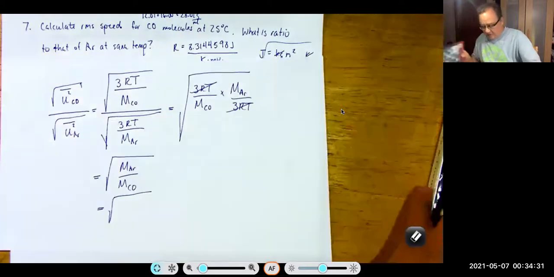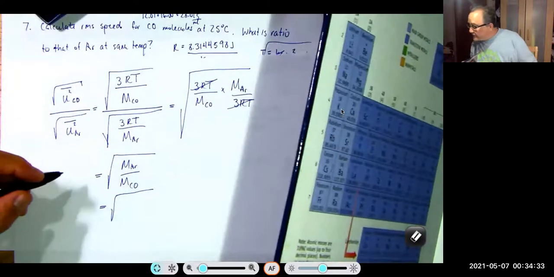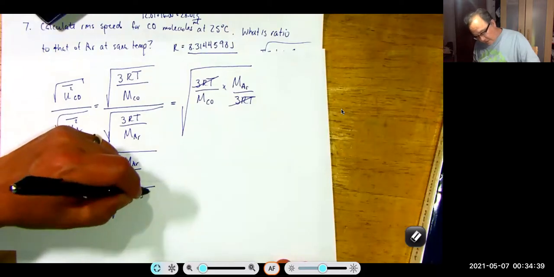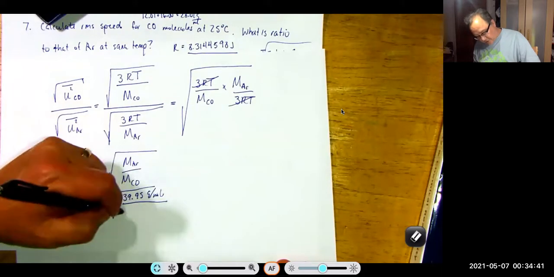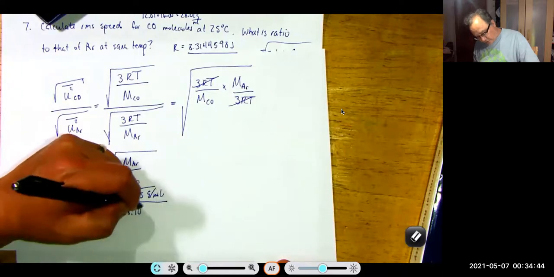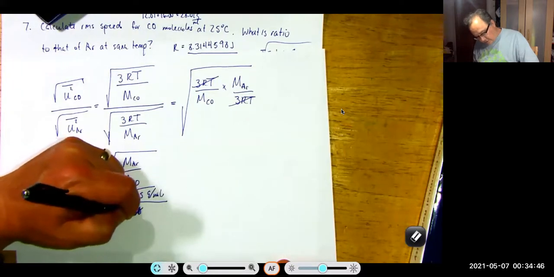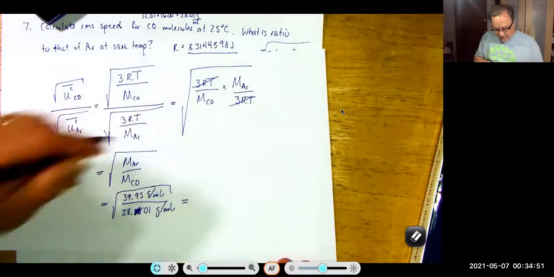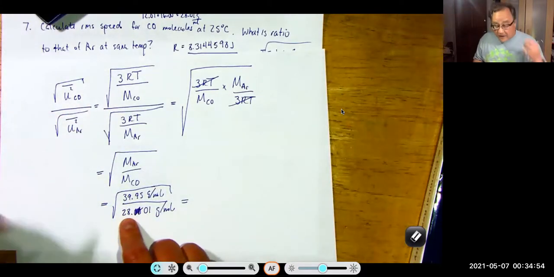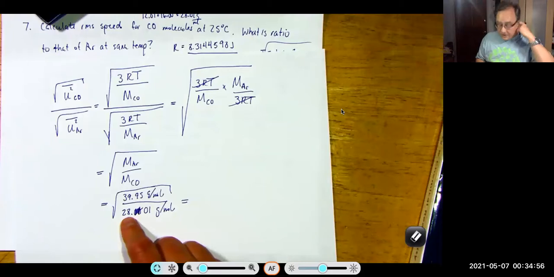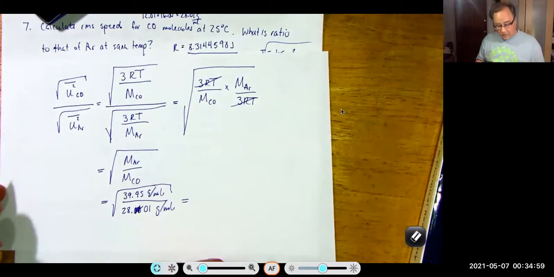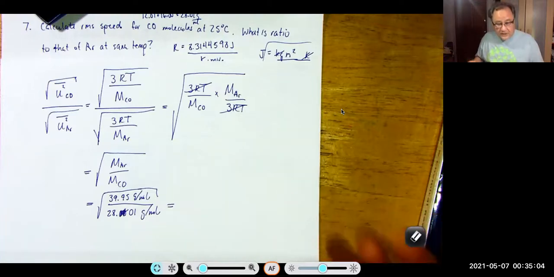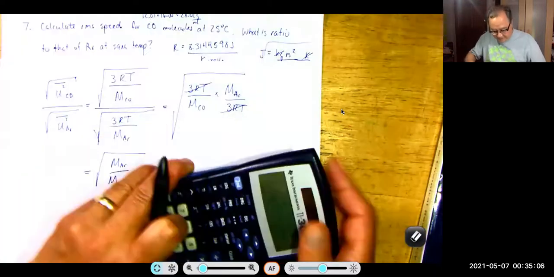So what is the molar mass of argon? It is 39.95, and that's grams per mole. And the molar mass of CO2 we know is 28.01 grams per mole. So 39 divided by this is like saying 4 divided by 3, which is 1 1/3. So what times what gives you 1 1/3? Something a little bit bigger than 1, right? Because 1 times 1 is 1. So something a little bit bigger.